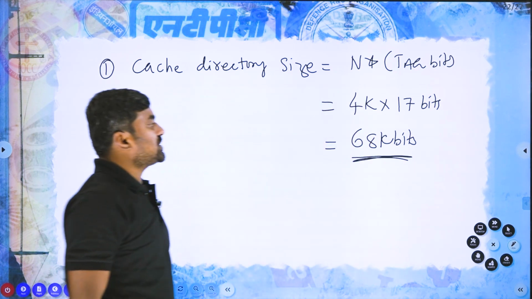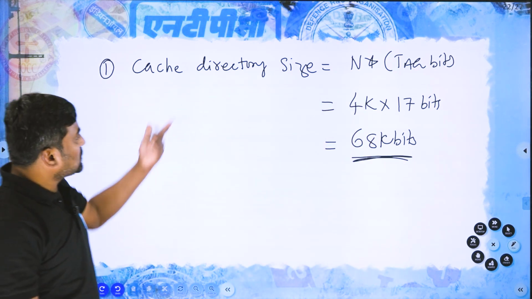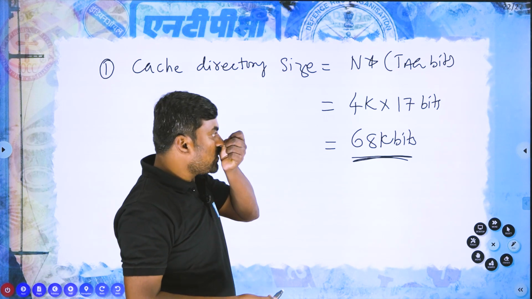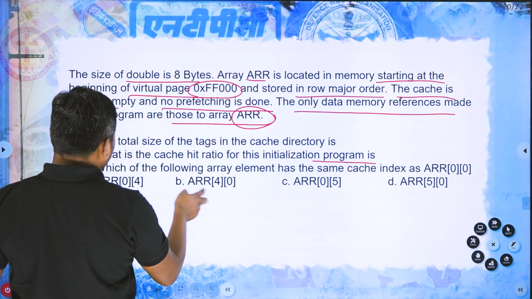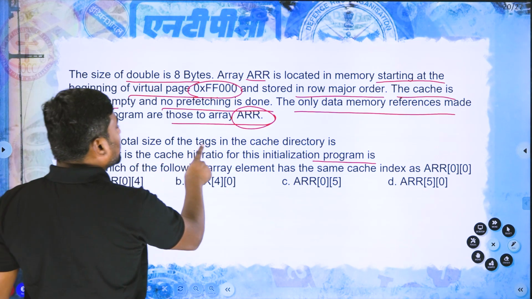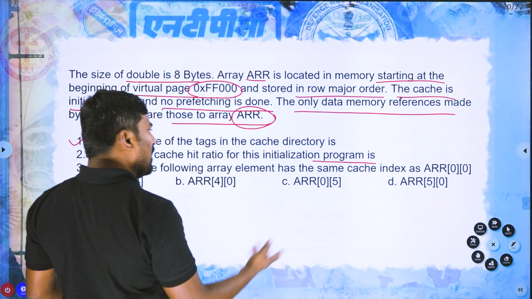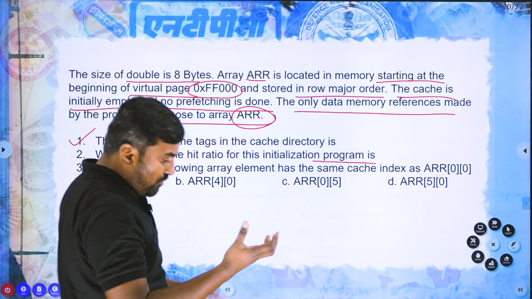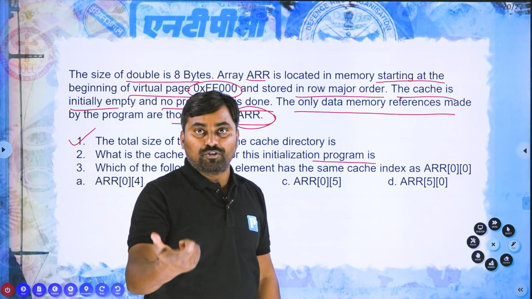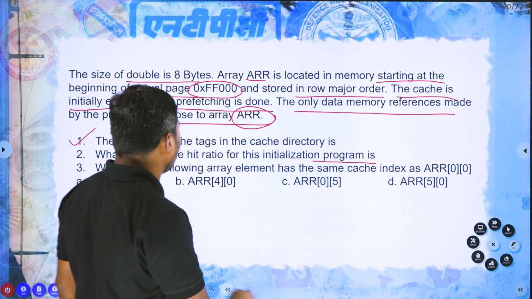First question answer: 68 kilobits. The cache directory we calculated in the previous question, and we can do the same thing. Look, question number 1 is the same: the total size of the tags in the cache directory, or cache directory size, means the number of tag bits multiplied by the number of cache blocks. We observed this, so it is simply done.